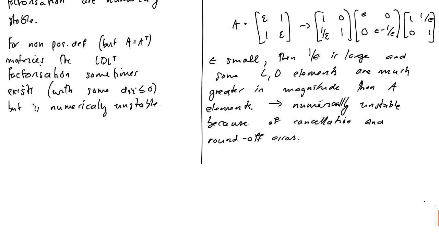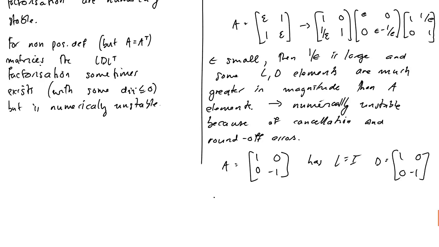Finally, let's give an example of a matrix that does have an okay LDL transpose factorization. So [1, 0; 0, -1] has L equals I and D equals itself, [1, 0; 0, -1], which is okay. So some matrices that are not positive definite have this factorization that works, but it's also possible that the factorization will be numerically unstable, like the one before.